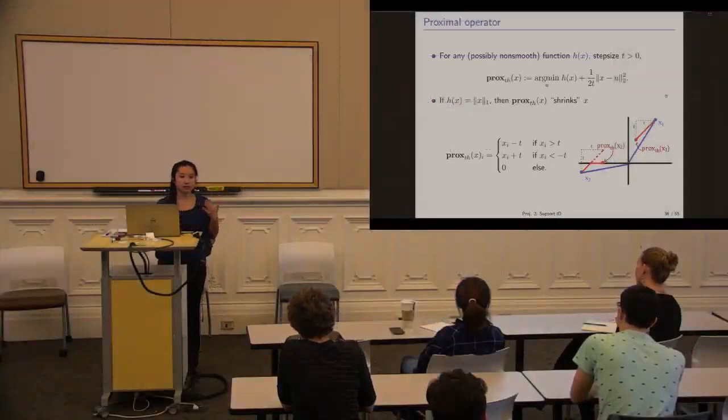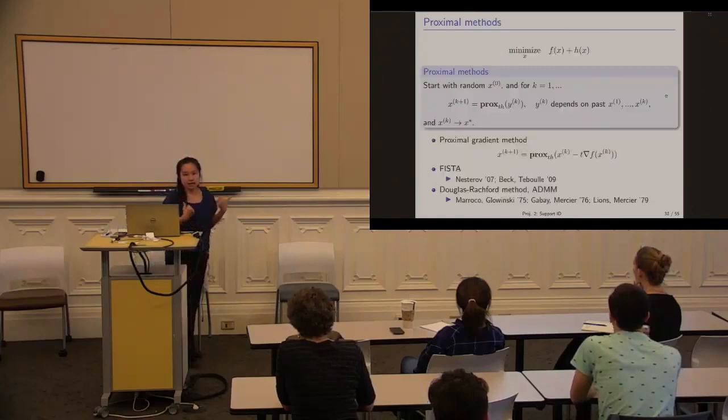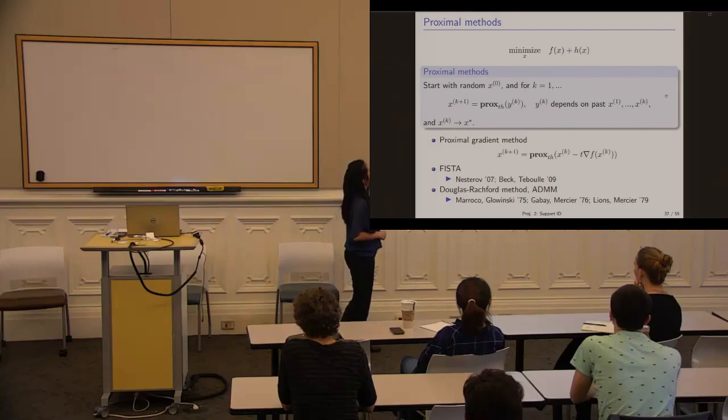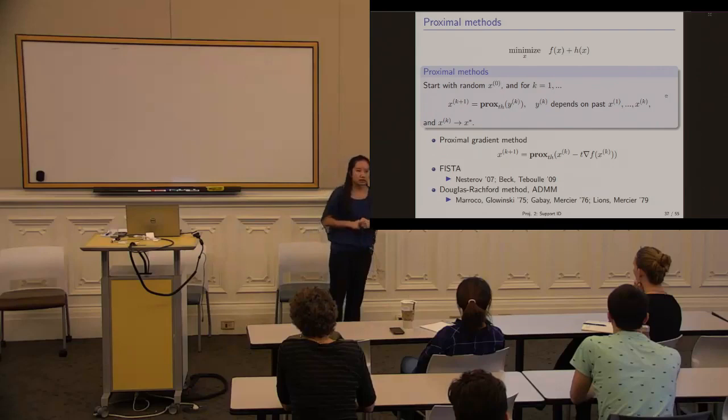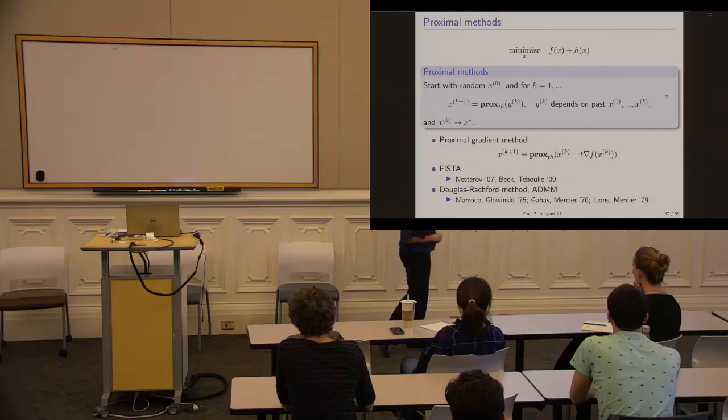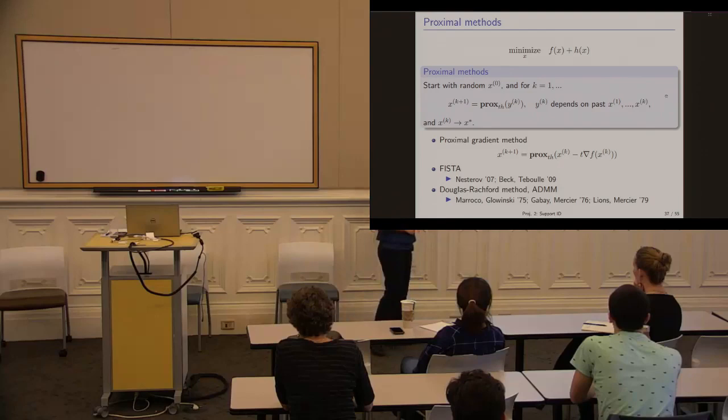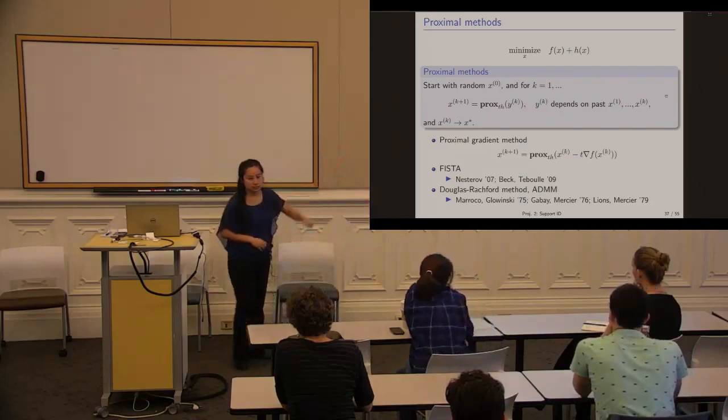Okay, so proximal methods are methods that repeatedly call the proximal operator on something that depends on the past. There's a large family of proximal methods. The one that we see most often is the proximal gradient method. If h here is a constraint, it becomes a projected gradient method, so they're basically the same method. This method is used very often in practice. There are variations on this, for example using acceleration, you get the FISTA method, and you can also look at things like the Douglas-Rachford method and ADMM, and these are all types of proximal methods.